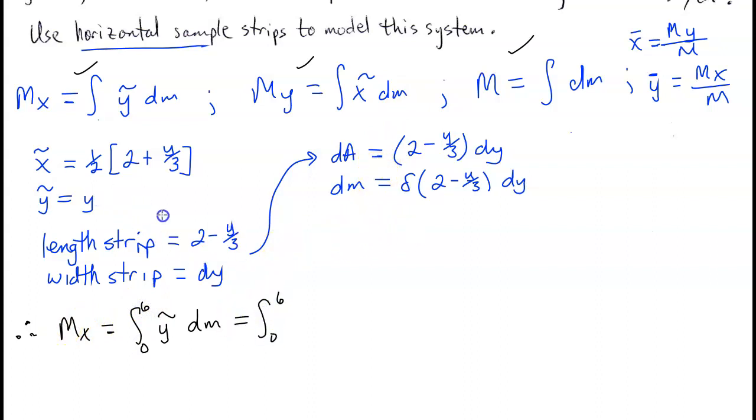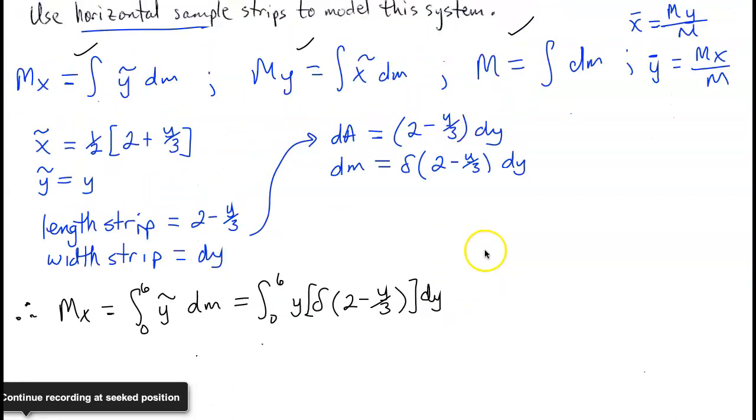And of course, our y tilde is just going to be y. And our dm is just going to be that density, 2 minus y divided by 3, dy. And we'll do it like this here. And then, of course, we just integrate that. So, all right, from here, we'll go ahead and integrate that.